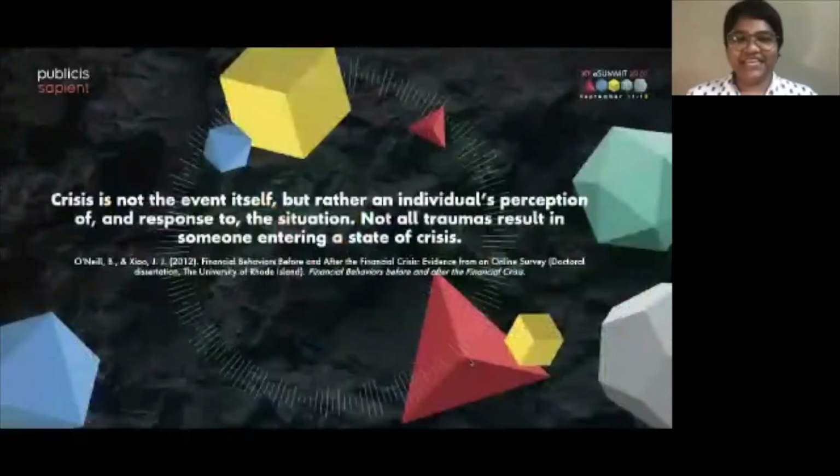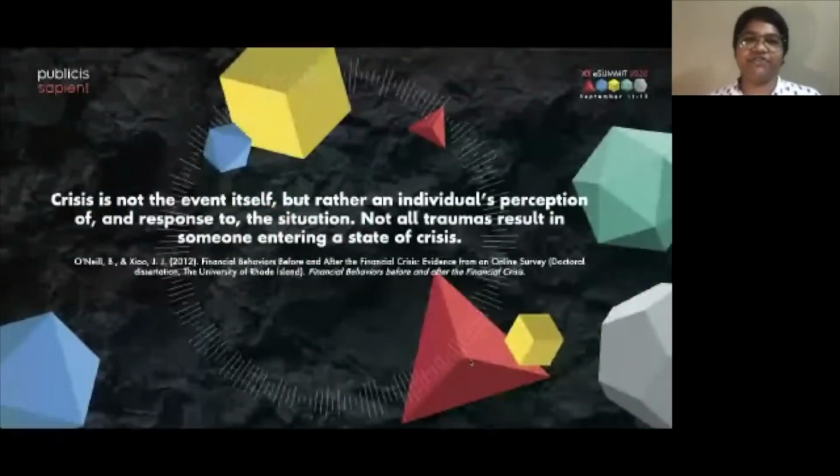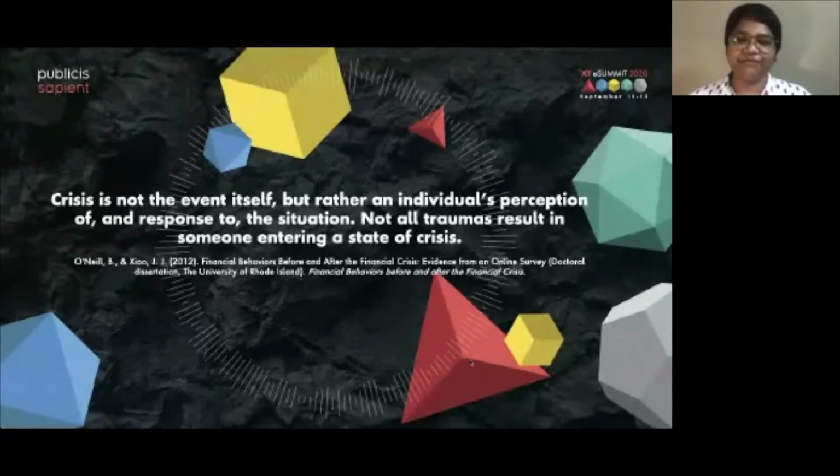So let's begin with a citation from a paper which talks about the aftermath of the 2008 financial crisis. It states that crisis is not the event itself, but rather an individual's perception of and response to the situation. Not all traumas result in someone entering a state of crisis. So we know that crisis brings a lot of pain with it. It could be financial pain, it could be an emotional pain, it could be physical pain.